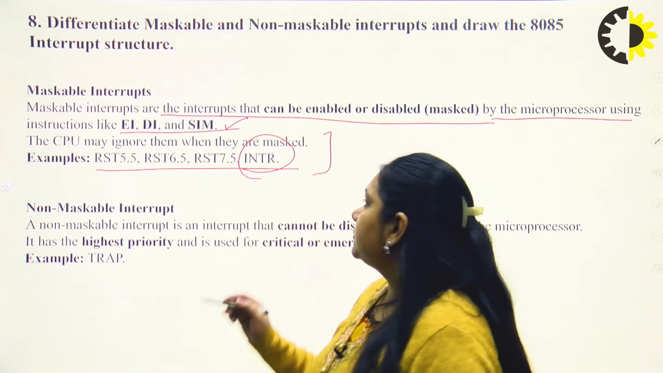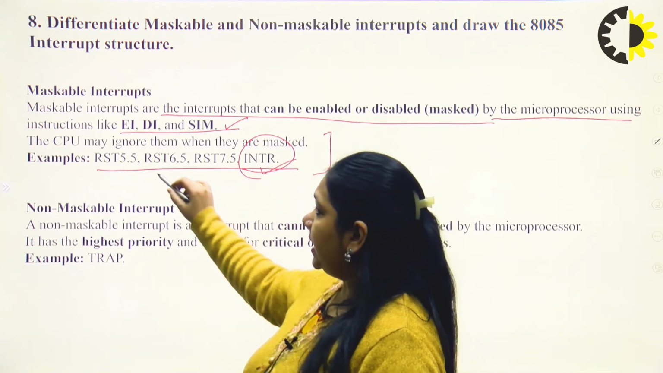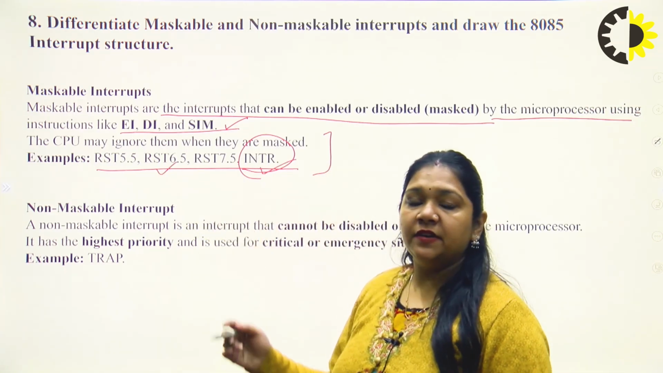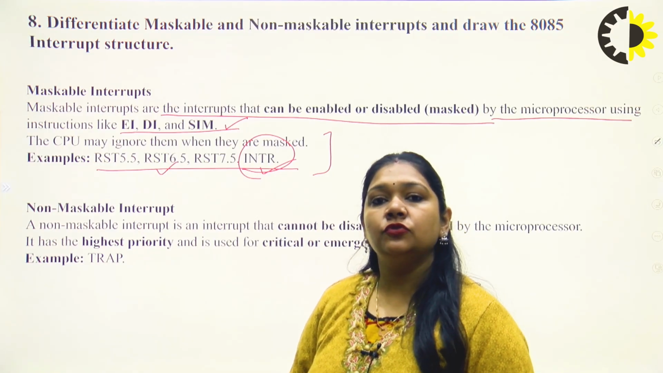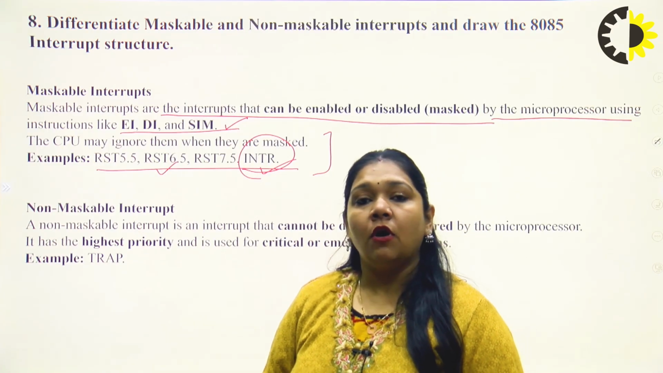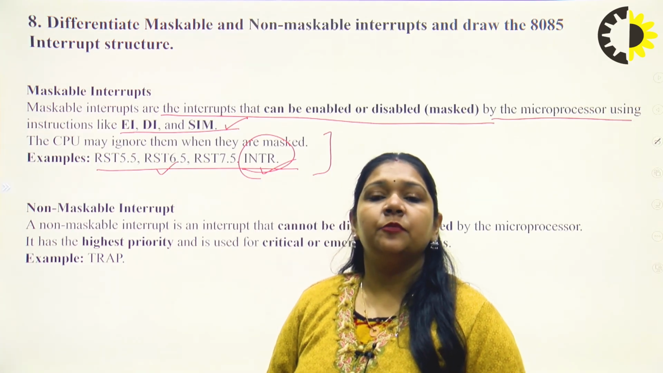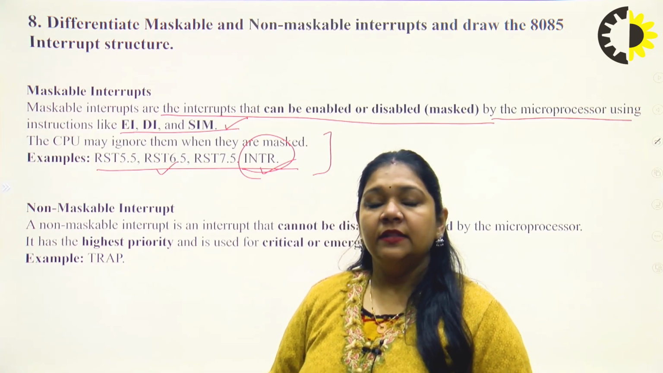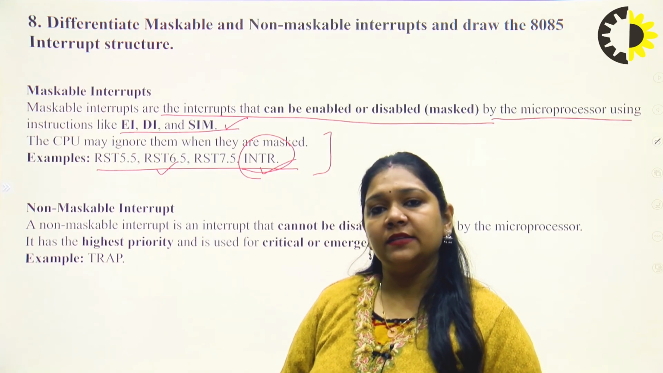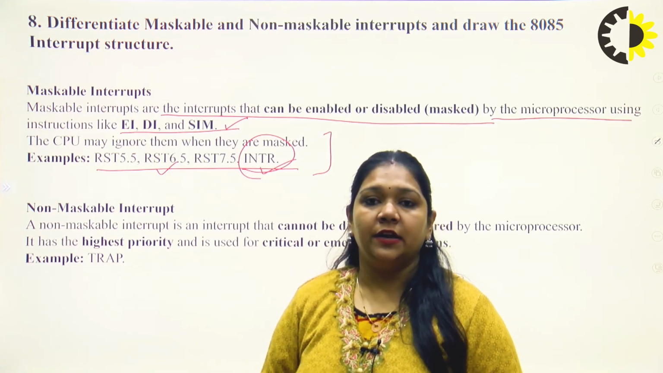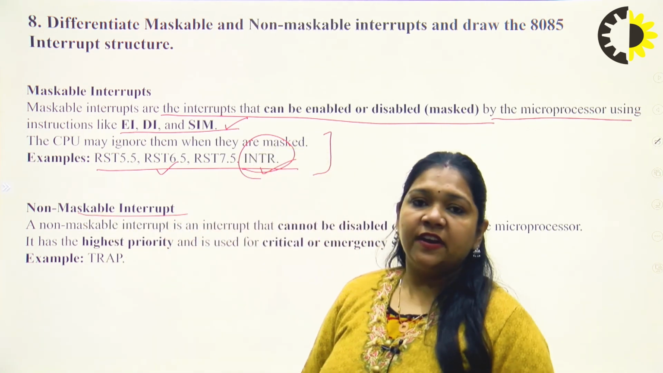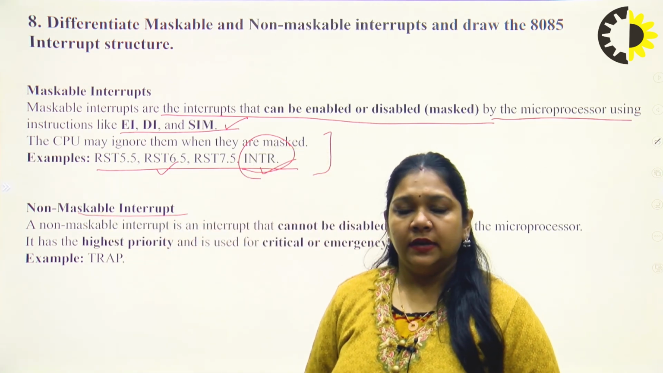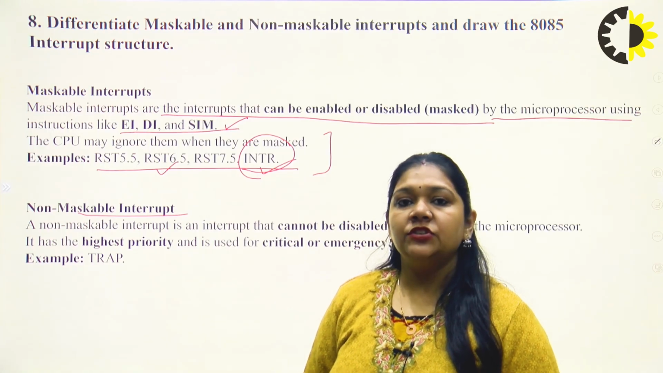Suppose we have 2 interrupts, INTR and RST 6.5. If these 2 interrupts come at the same time, then the microprocessor has to choose which interrupt it will provide a service routine for. For that, there is a priority order, and INTR, the interrupt request, has the least priority. Next is the non-maskable interrupt. In the 8085 microprocessor, there is only one non-maskable interrupt, that is TRAP.